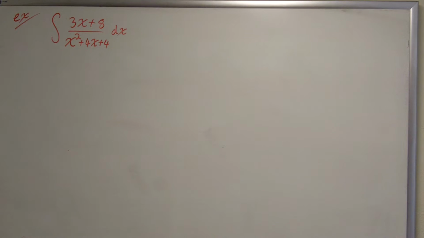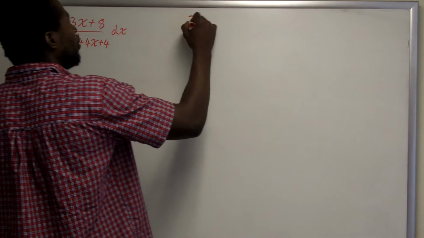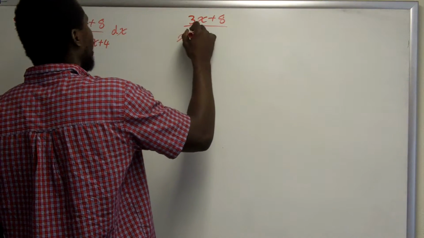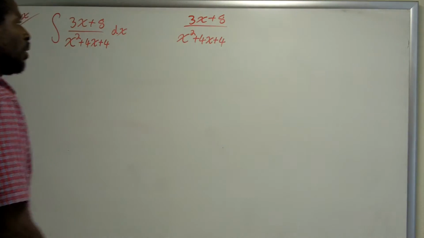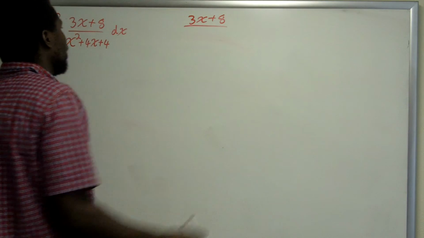Alright, so now we're going to look at integrals involving partial fractions where there are repeated zeros for the denominator, alright? So, the first thing we want to do here, well, we're going to take this 3x plus 8 and turn it into two fractions. And we need to know what the factors of the denominator are. So actually, let's just factor it right away.